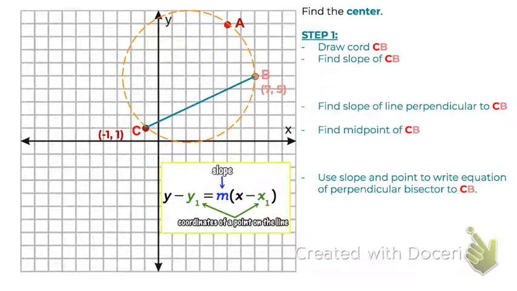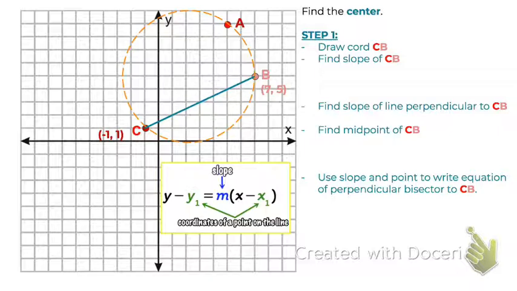When you have a circle, if you can make a chord, so that is a line segment whose endpoints are both on the circle, if you can make two different chords, if you find the perpendicular bisector of each of those chords, so a line that is perpendicular and cuts right through the middle of each of those chords, the point where those two bisectors intersect, that is the center of the circle. So what we have to do is find the perpendicular bisector of each of these chords.